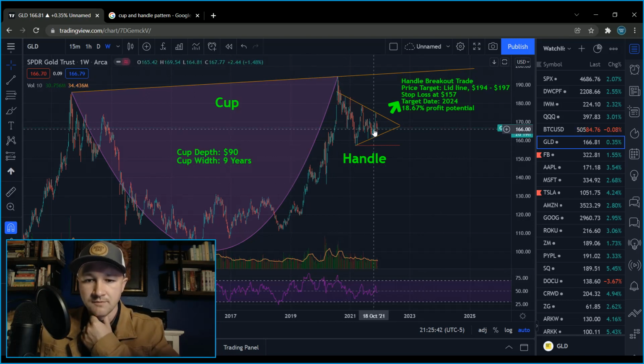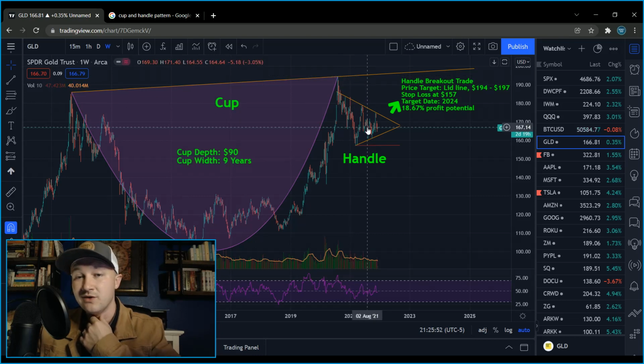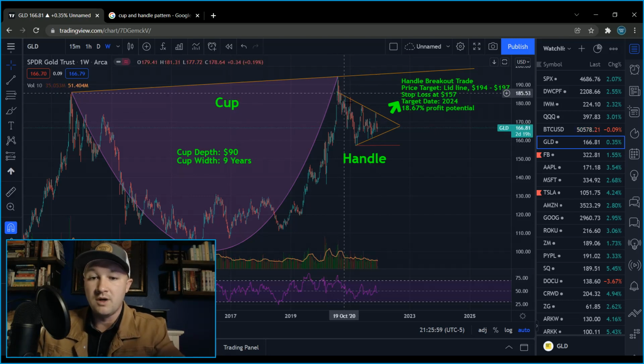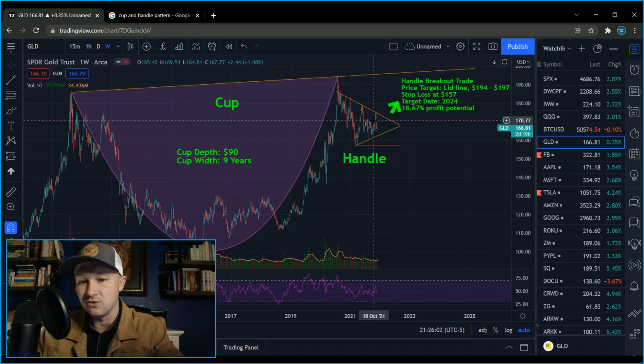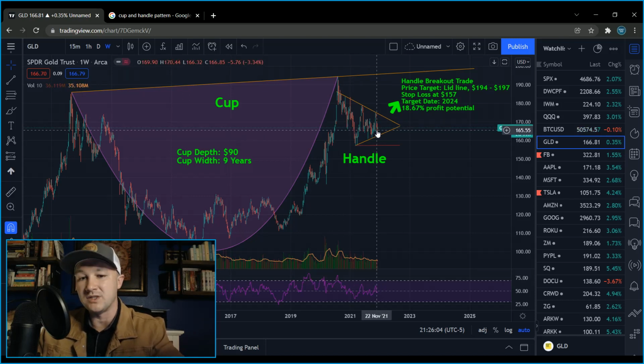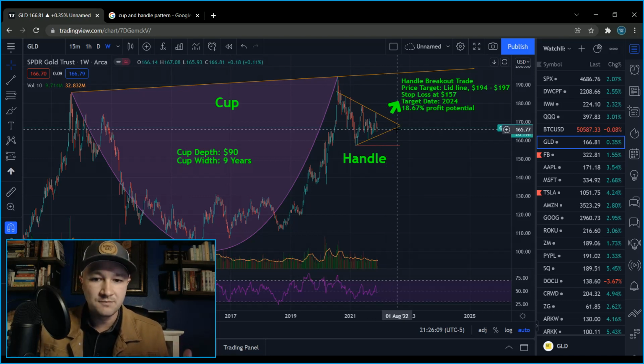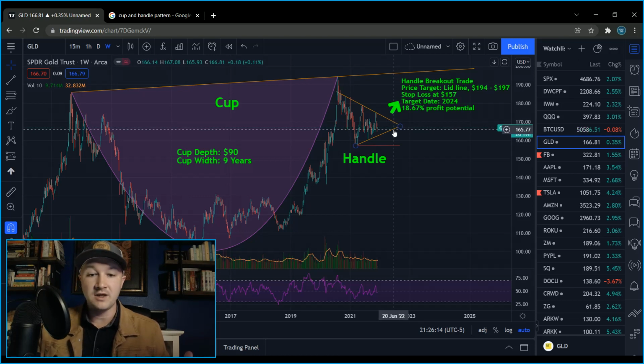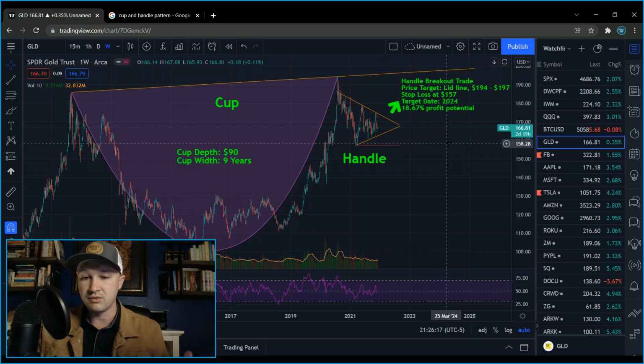So the handle, we've been consolidating since this cup was made, right? We came back up here, created the other end of the cup, and then started losing value. The gold has been losing value since August of 2020 when it peaked, right? Well, that has created this handle. We've been kind of creating a base. We've been consolidating. We've been prepping for the next big move, which should be to the upside based on this chart pattern, right?